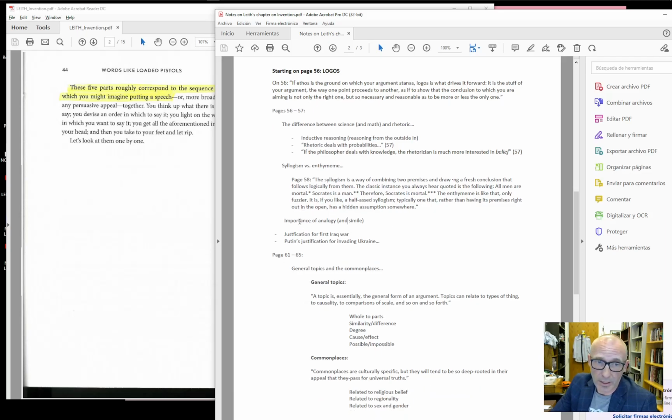It's also found in the use of analogy and simile, and Leith talks about the justification for the first Iraq War. And I'll go ahead and give my own take on that because I'm old enough to remember when all that was happening. It was an interesting thing to see how the first Iraq War was kind of supported. The argument for going into Iraq was in part supported by an analogy to World War II. So there was an axis of evil, the Axis and the Allies, I mean, this was literally the rhetoric of World War II. Saddam Hussein was characterized as a kind of Middle Eastern Hitler.